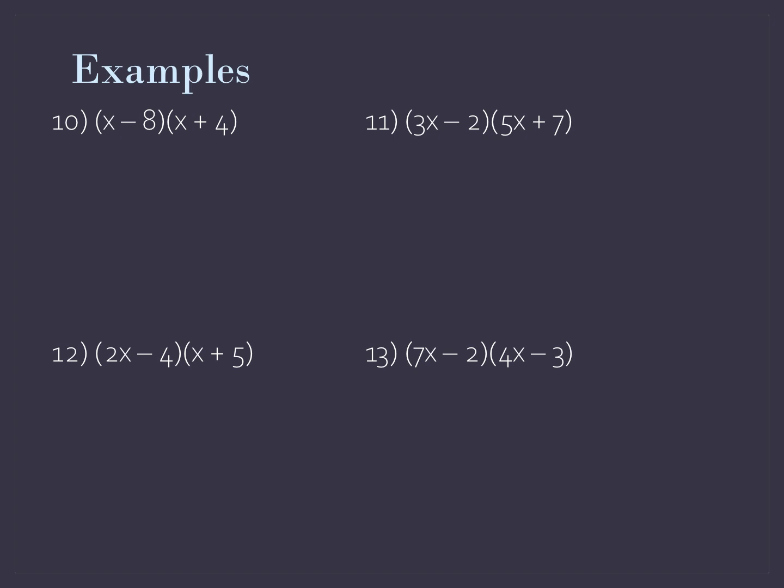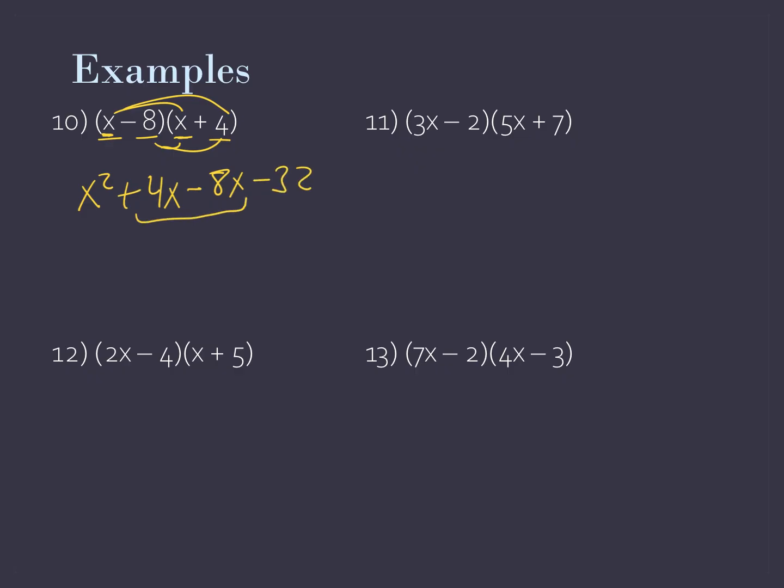All right, now hopefully examples like these are familiar with us, right? All of these examples are a binomial times a binomial. Now a binomial times a binomial, you just want to FOIL them. So first times the first, so x times x, I'll start with number 10. Outer times the outer, x times 4. Inner times the inner, -8x. Last times the last, -8 times 4 is going to get me a -32.